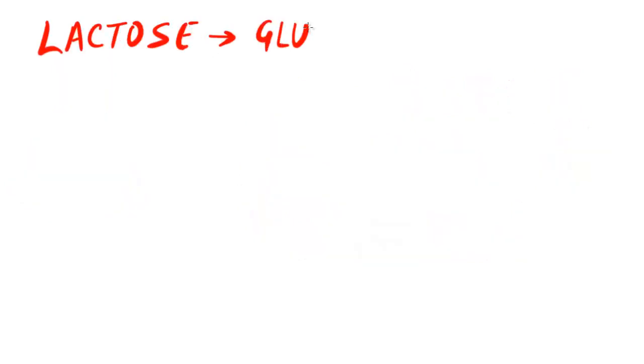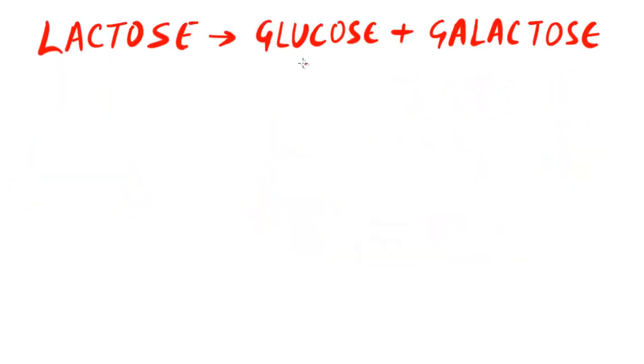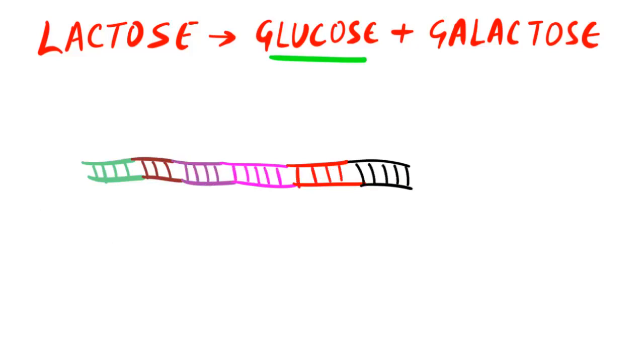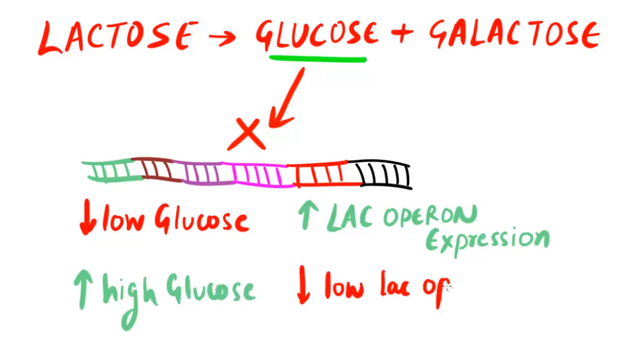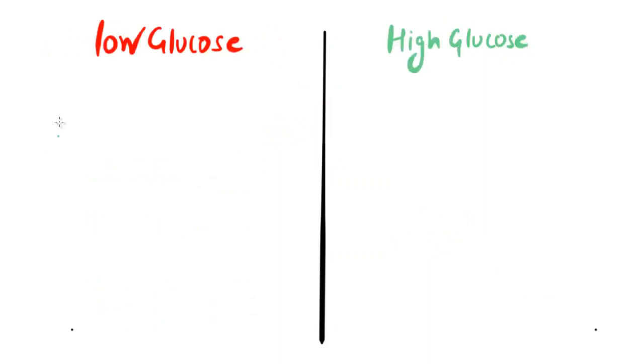Lactose is made up of glucose and galactose. If glucose is already present in the environment, which is the primary food source for the bacteria, does it make sense for the bacteria to express its Lac Operon? No. So in presence of glucose, the Lac Operon does not function. Low glucose leads to increased Lac Operon expression, and high glucose leads to low Lac Operon expression. Let us compare what happens if the concentration of glucose is low in the environment and if it is high.